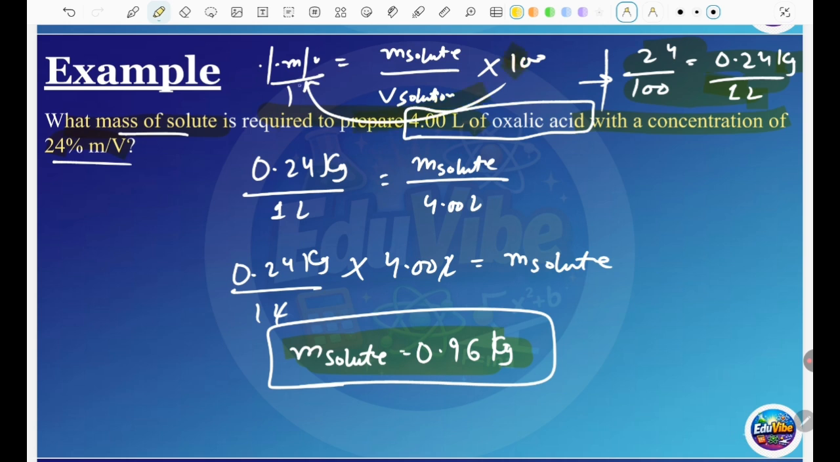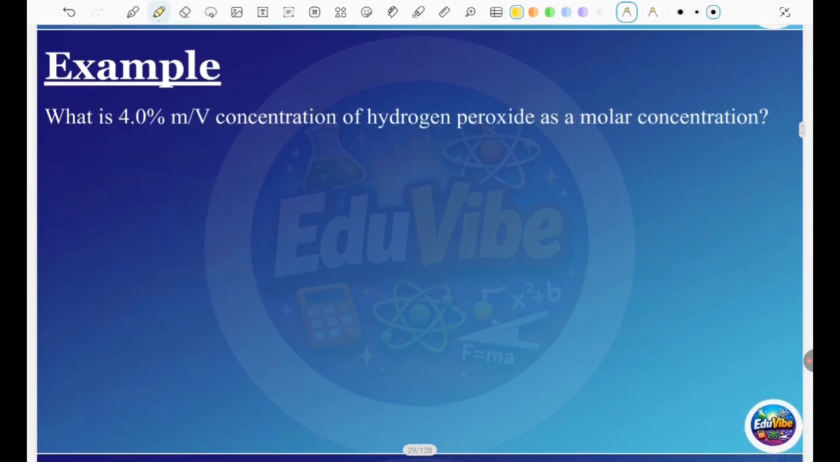Ultimately, when you drop this 100 over there, you can divide this by 100. The thing that matters is that you have to take care of the units, like kgs per liter, because this thing is in kgs. It values in milliliters, so you can do grams per milliliter. Let's do the last example now.